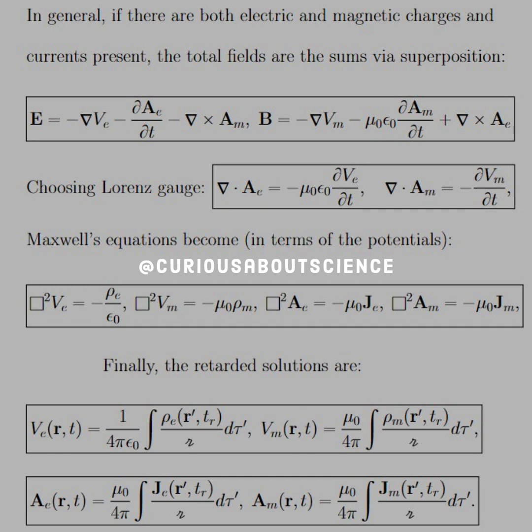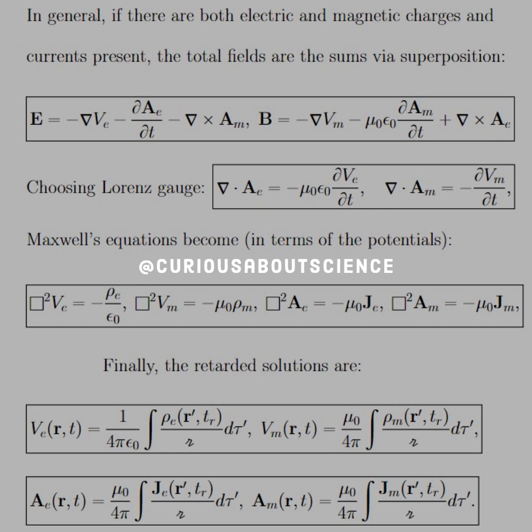In general, if there are both electric and magnetic charges and currents present, then the fields are the sum via superposition. Okay, we like superposition, so I'll let you read that. We have E with the gradient of VE and the time derivative of AE with the curl of AM. B, again, by analogy, we have VM, AM, and the curl of AE. Similarly, again, for the units' sake, choosing the Lorentz gauge, we have divergence AE is equal to something dVe dt, just to make units match. Similarly here, the divergence of AM is equal to negative dVm dt.